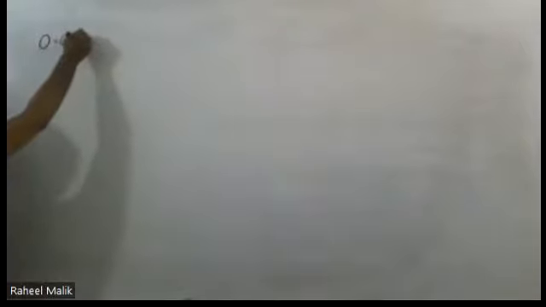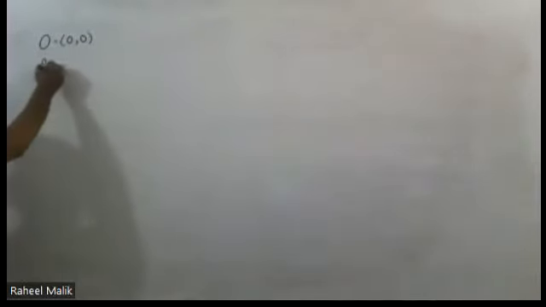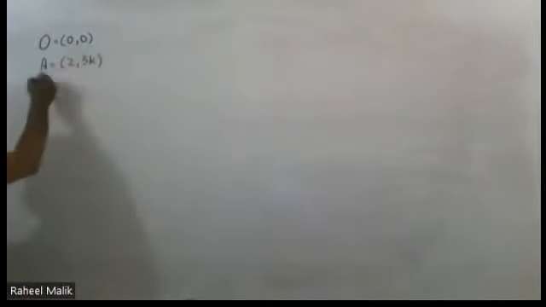They are giving us 4 different points. O, which is (0, 0). O basically represents the origin, and the origin is always (0, 0). Then they are saying A, which is (2, 3k). B, what is B? B is given (4k, 6).